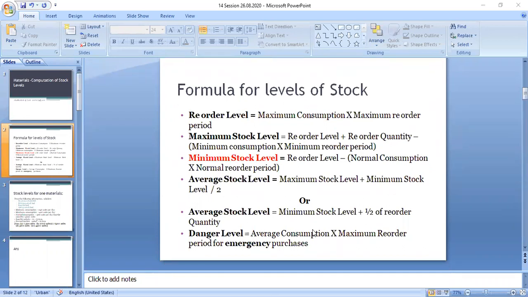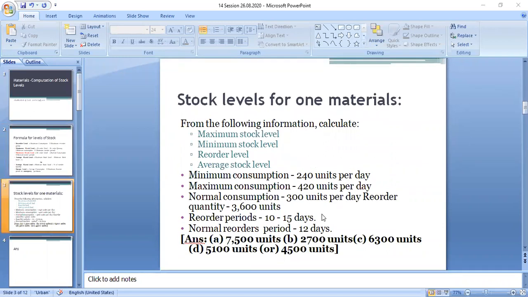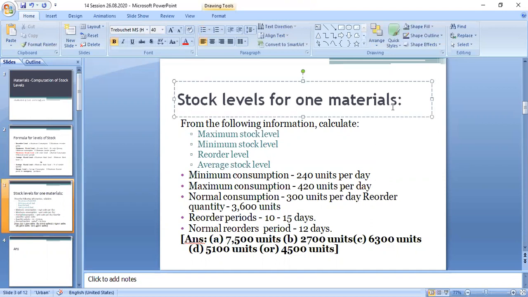Okay, the first one. This is a question from the previous year question paper. Okay, right. So for only one material, how to calculate the reorder level. This question is also available in your textbook. So page number 3.105, question number 31.